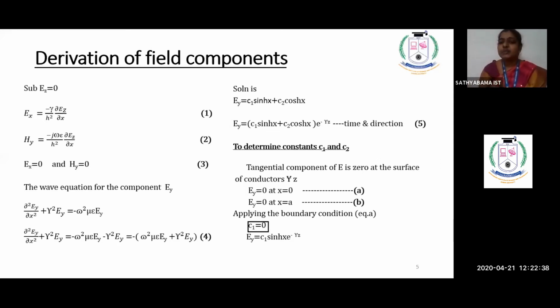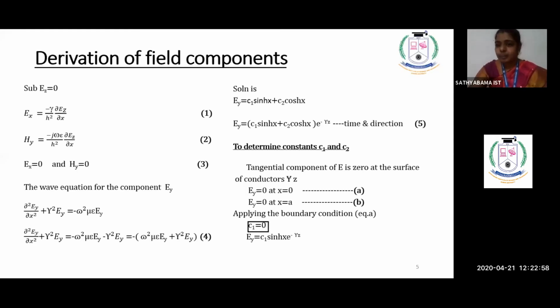Okay, so when you substitute x equal to 0 and Ey equal to 0, what are you able to do? Sin 0 is 0, cos 0 is 1. So what will happen? You get the equation to be C1 equal to 0 here. Next, you have the equation reduced to Ey equal to C1 sin hx.